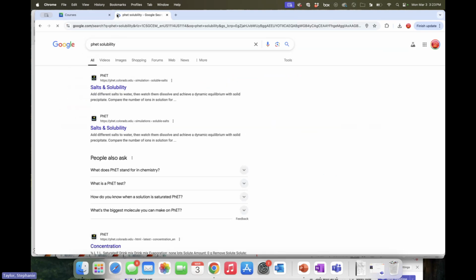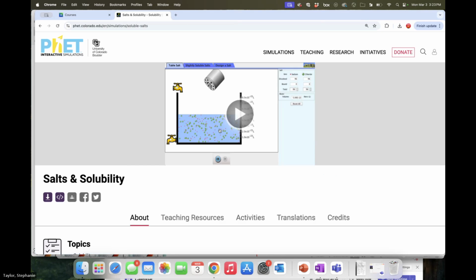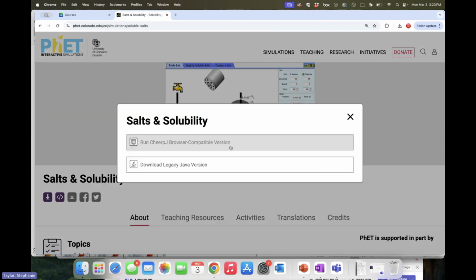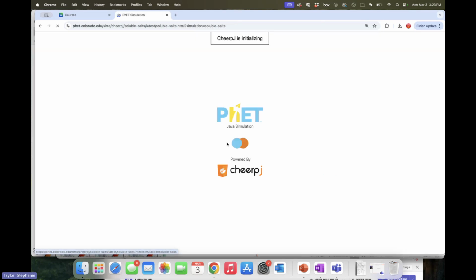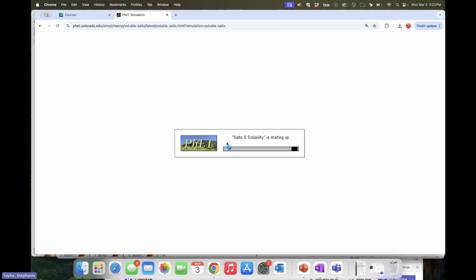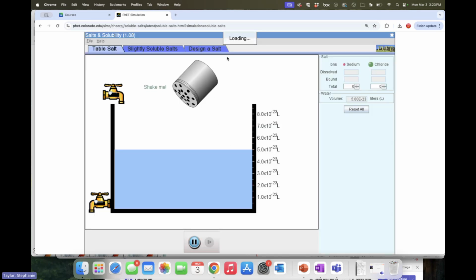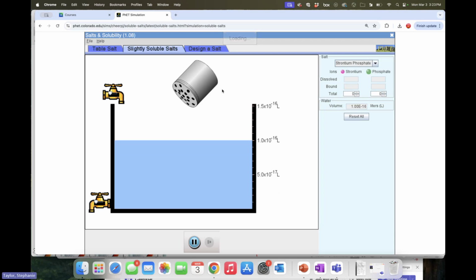There's a really lovely PET simulation I actually really like. I don't want to download Java, thanks. So I actually usually use this one a little bit later. That'll be fine. So this is going to let me drop some ionic compounds into water.